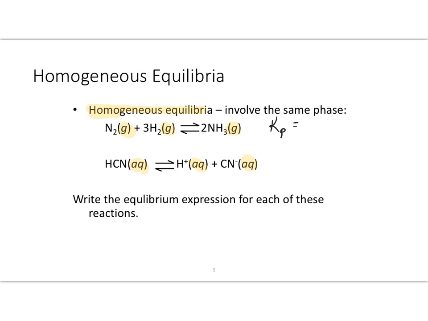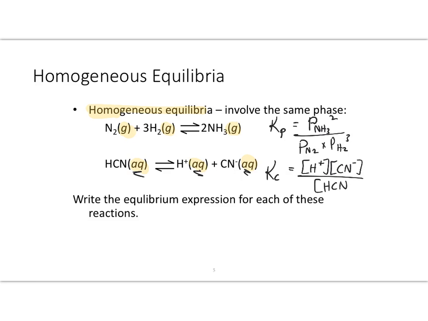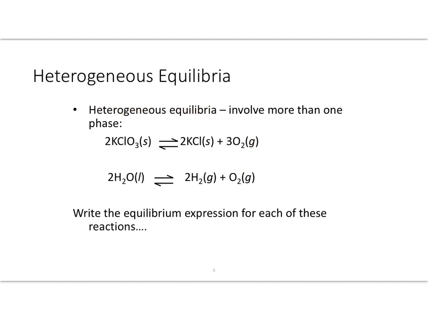So let's do Kp for the first one since they're all gases. Again, you would be told to write Kp. So it'd be pressure of NH3 squared over pressure of nitrogen times pressure of hydrogen to the third power. We can't write a Kp expression for the second equation because they're not gases, so we'd have to use Kc. This would be hydrogen ion times the cyanide ion over the HCN, and all those have coefficients of 1. So those are all homogeneous equilibria.